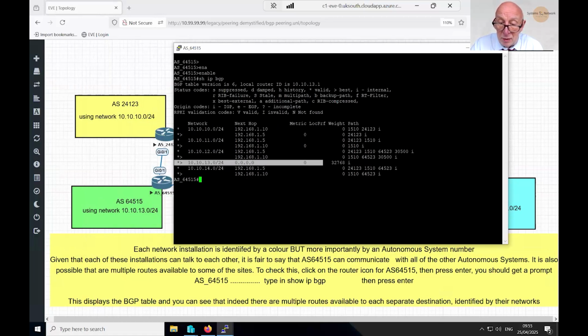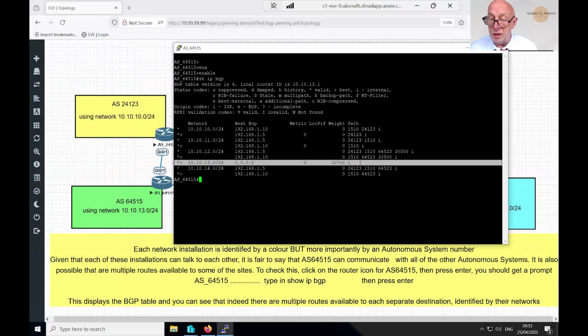What I particularly want you to be aware of is that in BGP, there are certain parameters that absolutely have to be exchanged between suitors, between peers.